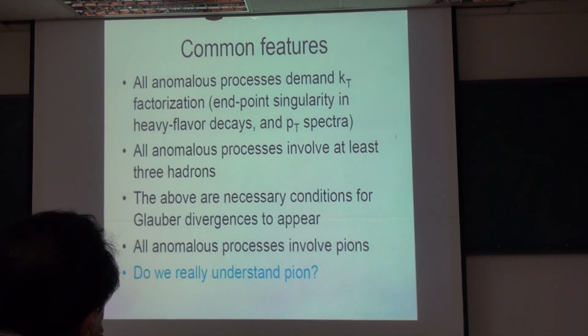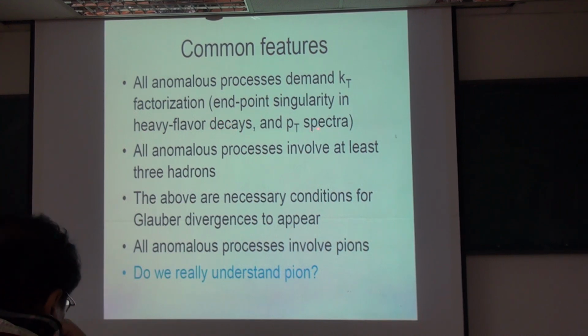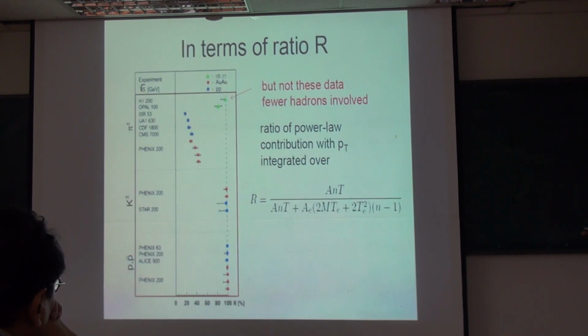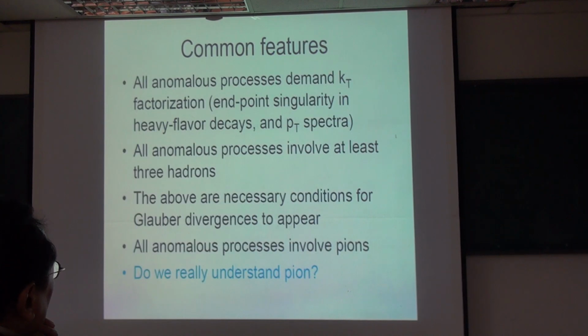This is a remark on a common feature. All anomalous processes demand the KD filtration. For example, the endpoint singularity in the heavy flavor decays, like BDK, DDK, or the low pT spectrum, like the low pT lepton pair in Drell-Yan, or the low pT hadron production. All anomalous processes involve at least three hadrons. The reason why these data have a normal behavior is that they have few hadrons. We need two hadrons in the final state, or one hadron in the initial state and one hadron in the final state. But here, for these two data, we have few hadrons. And the above are necessary conditions for global Coulombs to appear.